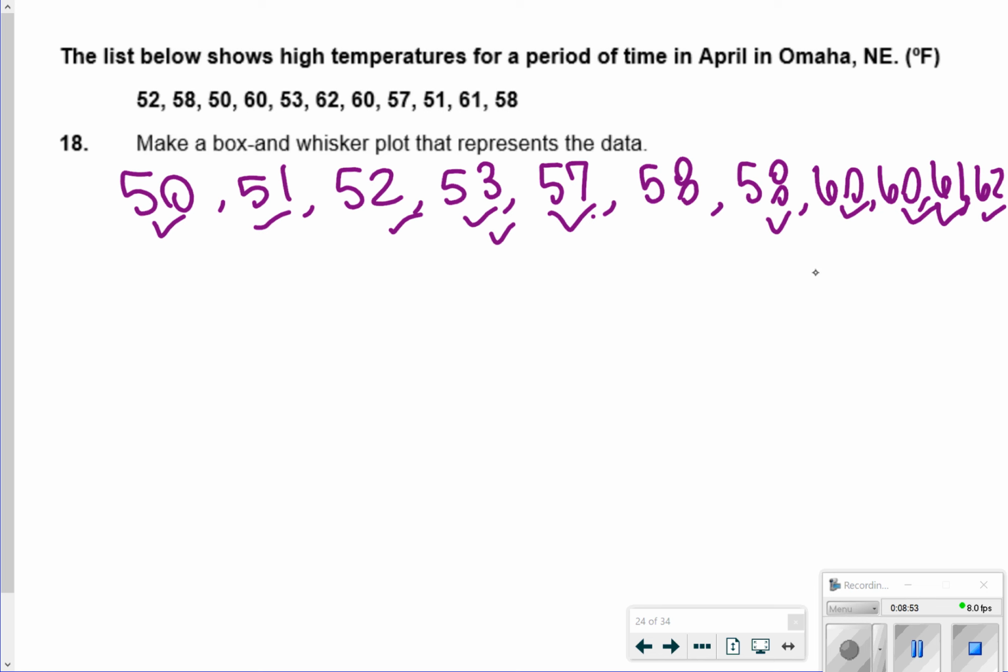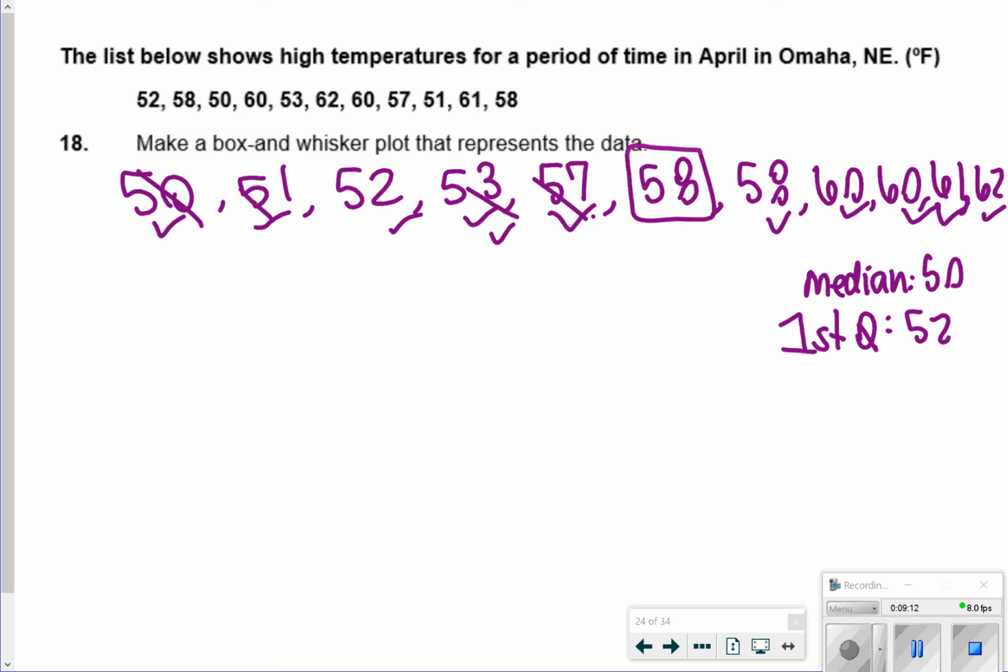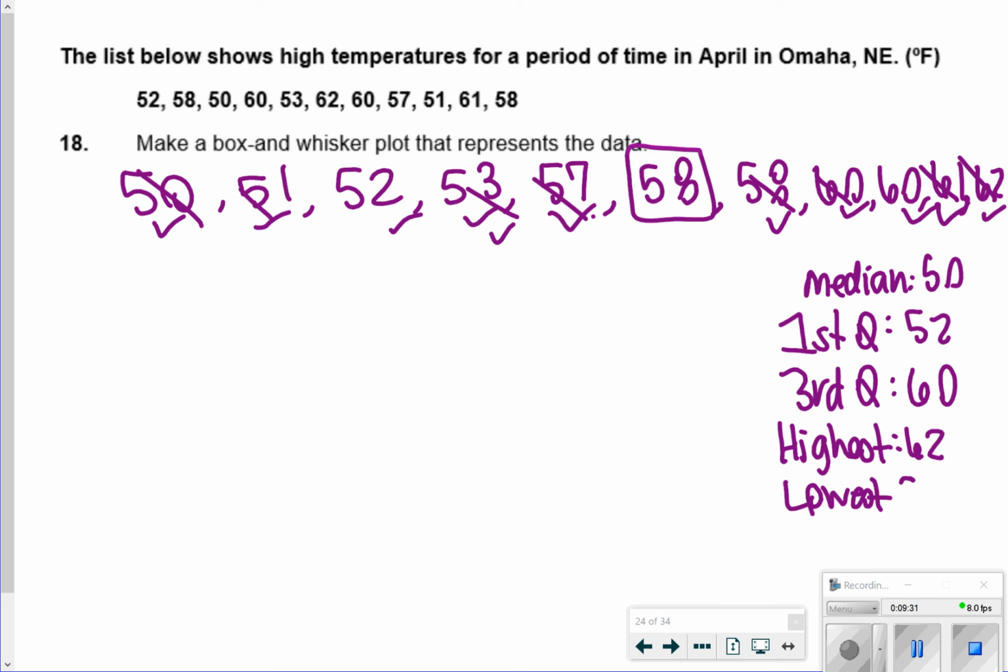And I'm going to get 58 as my median, which is here. So that means my lower set of data is between 50 and 57. So my first quartile will be 52. My third quartile will be 60. And then my highest was 62, and my lowest was 50.